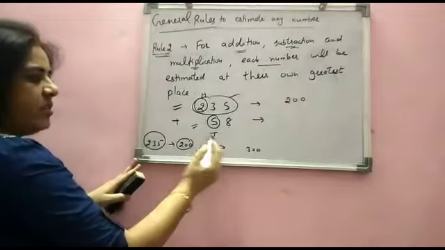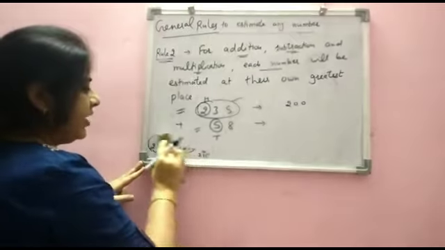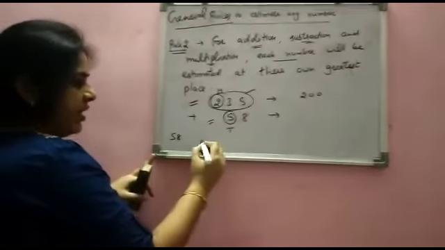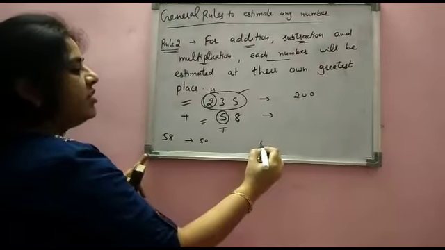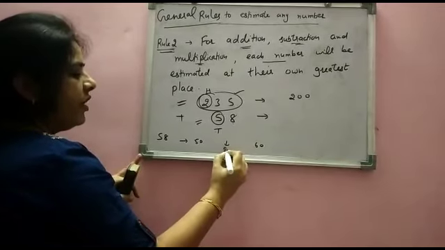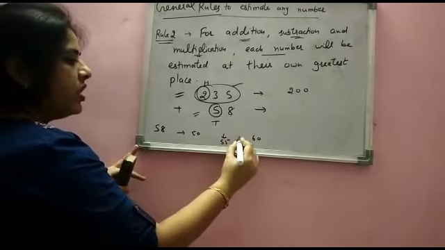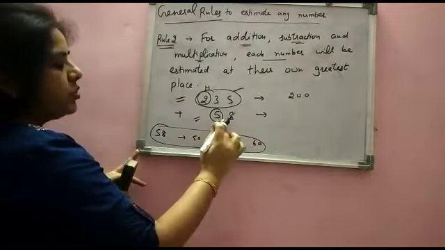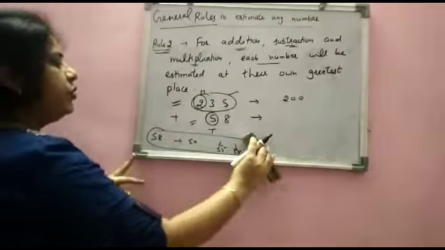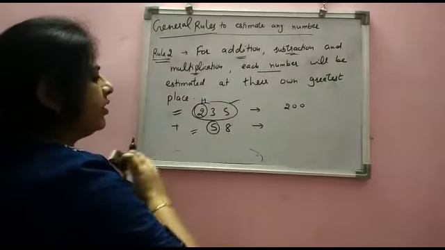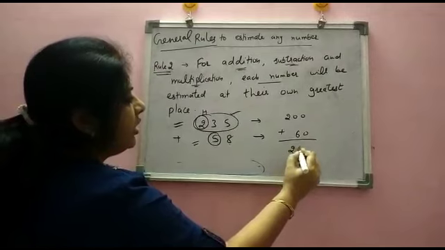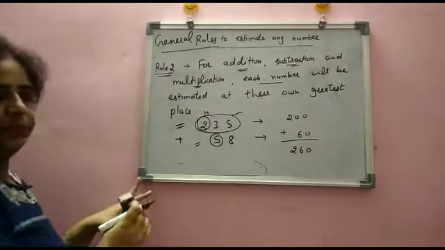Now it will be estimated at tens place. 58 lies between 50 and 60. What is the halfway? 55. It is more than halfway. Do this work in your rough only. So 58, when estimated to the nearest tens, will go with 60. Now do the addition, and the answer would be 260.